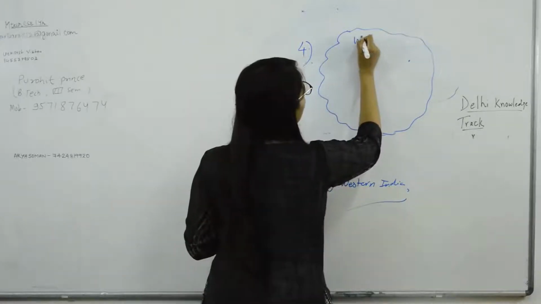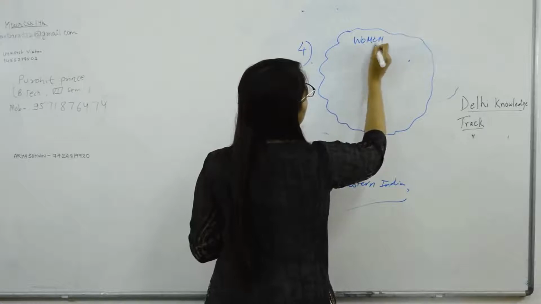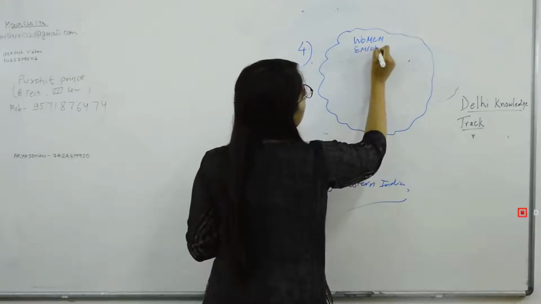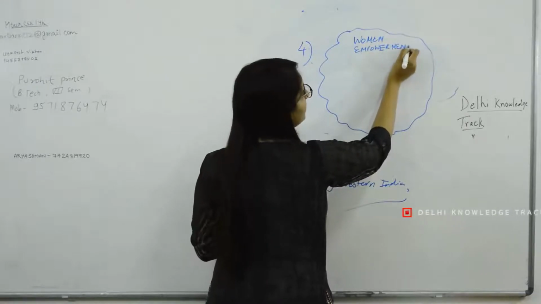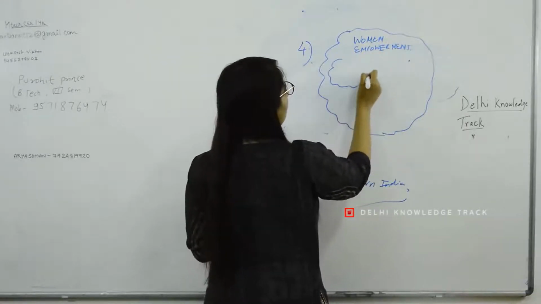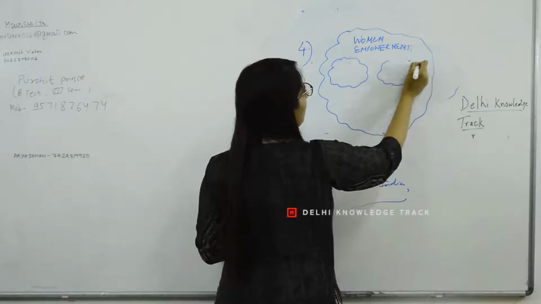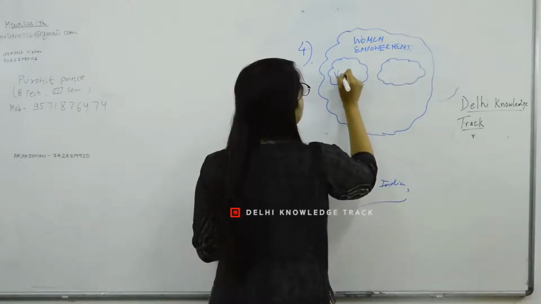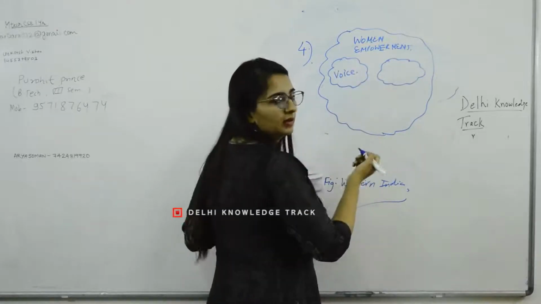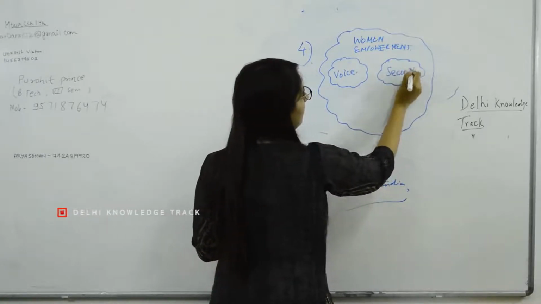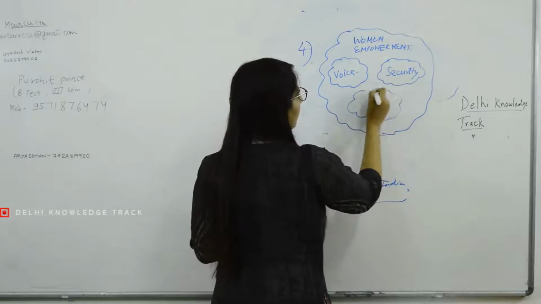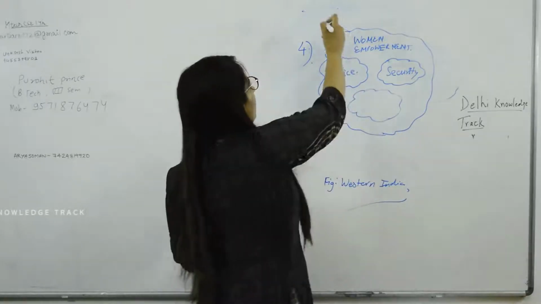So here I will write women empowerment. I am using shortcuts right now, but you should write it completely in the examination. Then I will draw the smaller things which will lead to women empowerment. For example, giving voice to the women, giving security to the women. Third component here. So this is one approach of drawing the components.